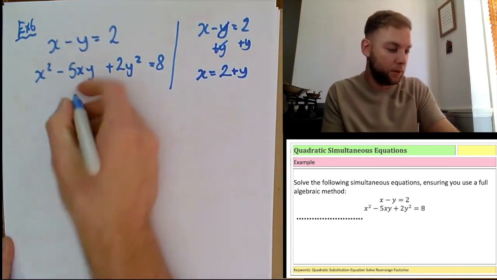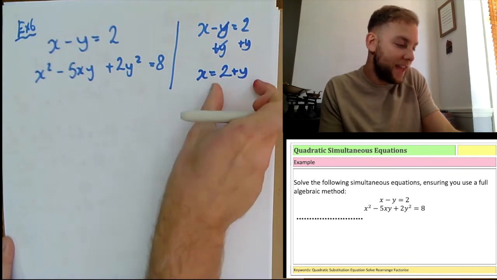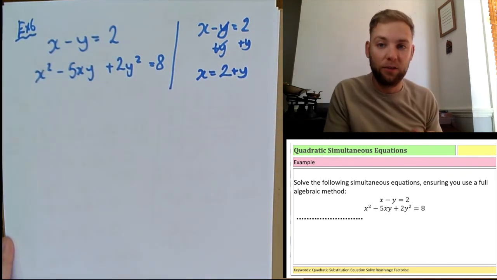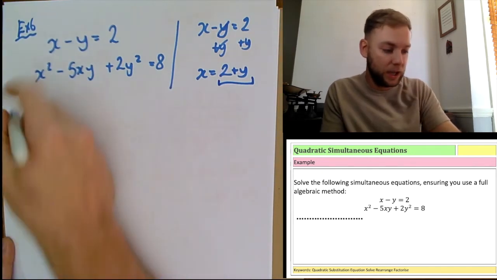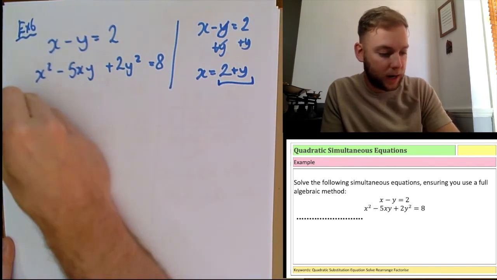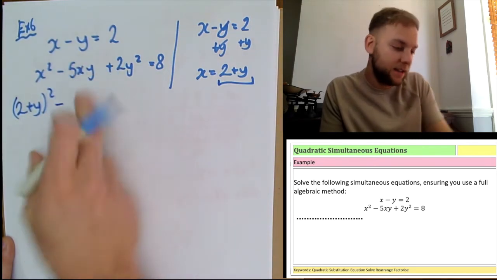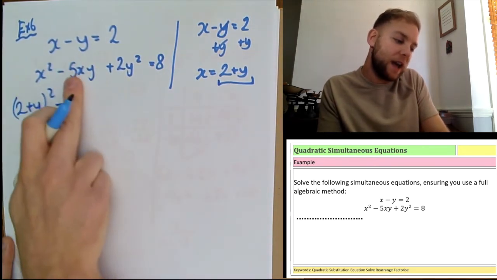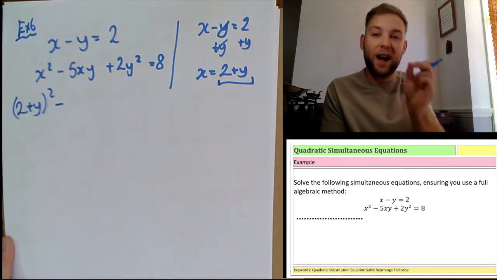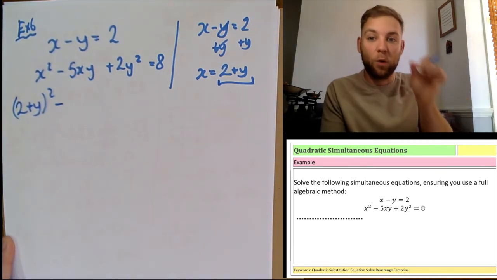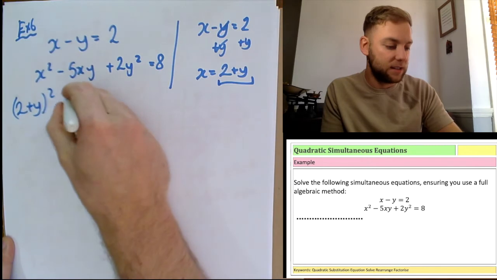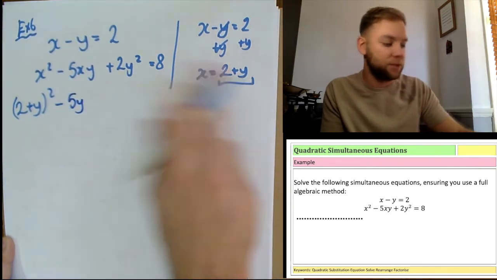Brilliant, starting point. So now I'm going to sub this in for all of my x values. So this is what I'm replacing with x, because it's equal to x. So it's 2 plus y squared, so this part, minus, now I'm just going to make this 5y here. So 5y, instead of 5xy, I'm going to say 5yx. And the reason I'm going to do that is because it's going to be 5y times by x, which I know is this.